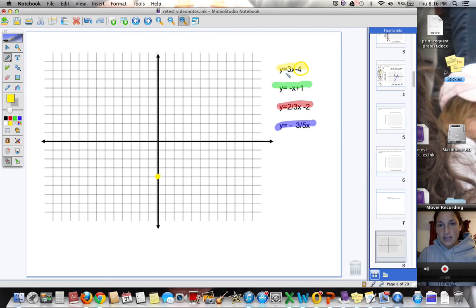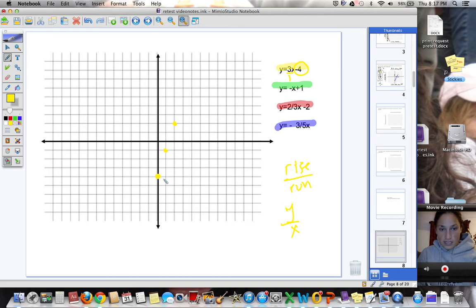Then there's a 3x. I like to make it look like rise over run, or my y over x. So I like it to be in a fraction. This isn't in a fraction, so I put it into a fraction by putting it over 1. So then that tells me up 3, 1, 2, 3, right 1.